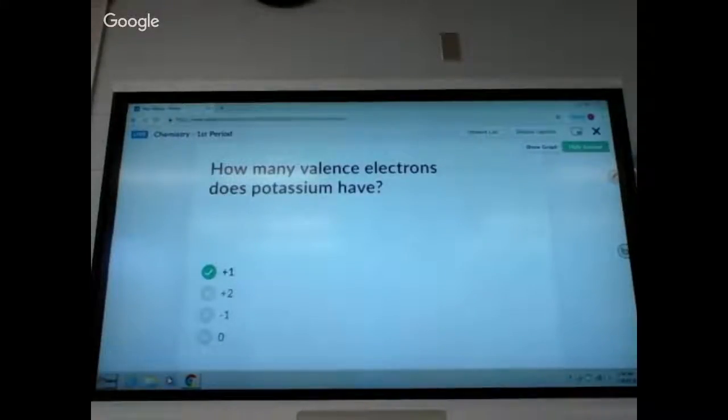It's in group 1, so the oxidation number is +1. Our valence electrons is 1. Didn't even need the plus.